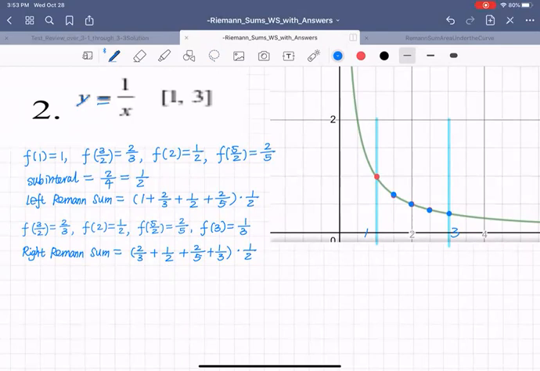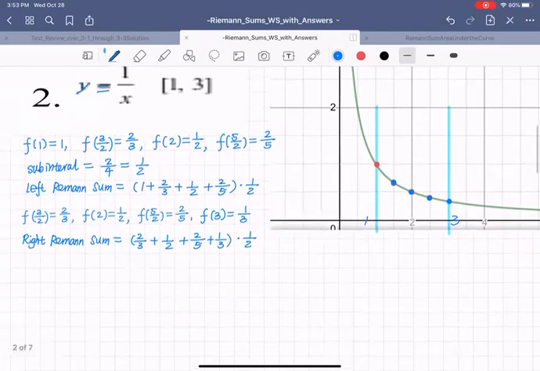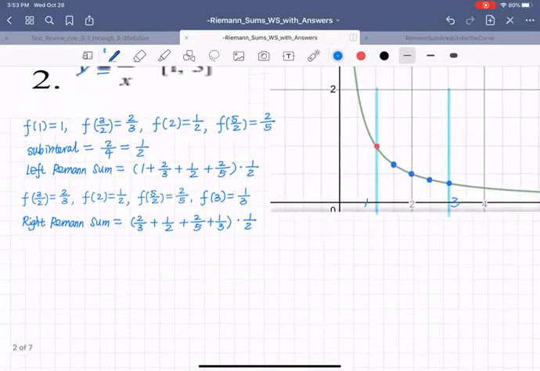Now we can do the midpoint, okay? For the midpoint, we are going to first get the points. The midpoints are here, here, here, and here, right? So we want to get the midpoint of the subintervals starting from 1, and this is 3/2, this is 5/2.